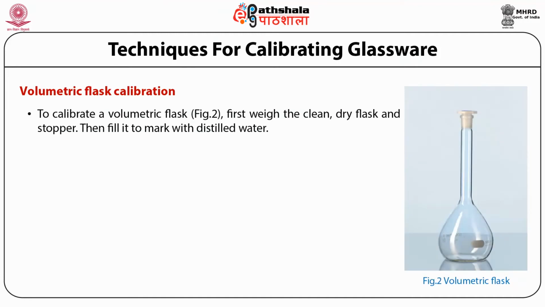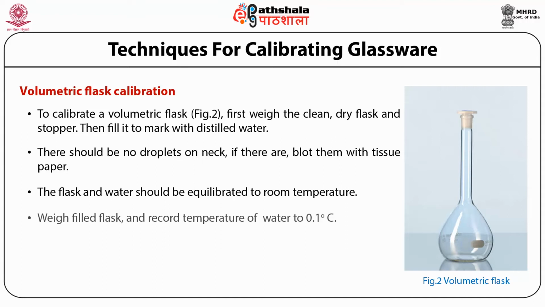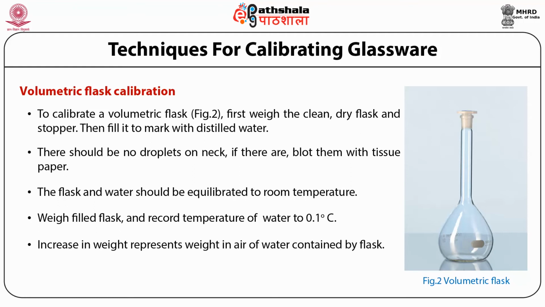To calibrate the volumetric flask, first weigh the clean dry flask and stopper, then fill it to the mark with distilled water. There should be no droplets on the neck. If there are, blot them with tissue paper. The flask and water should be equilibrated to room temperature. Weigh the filled flask and record the temperature of the water to 0.1 degree centigrade. The increase in weight represents the weight in air of water contained by the flask.